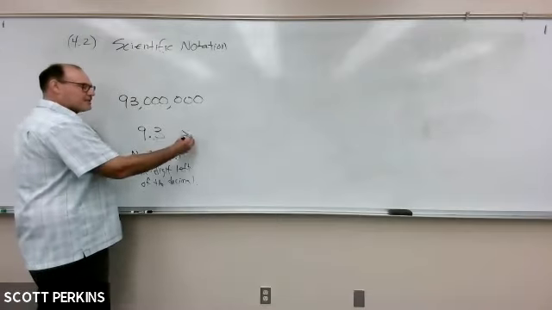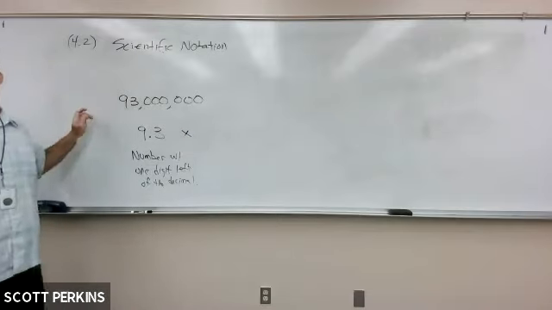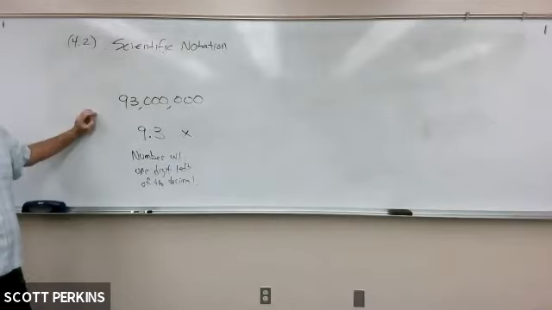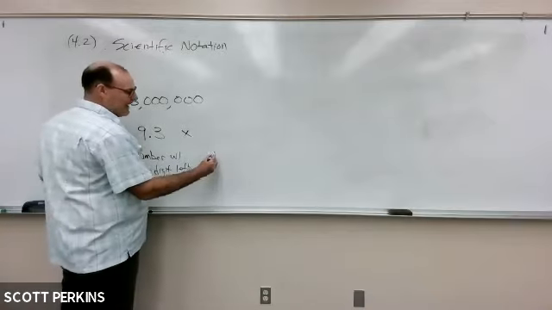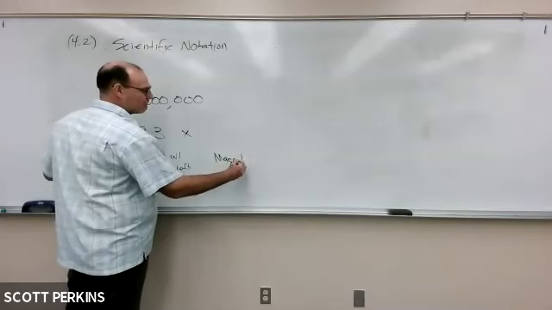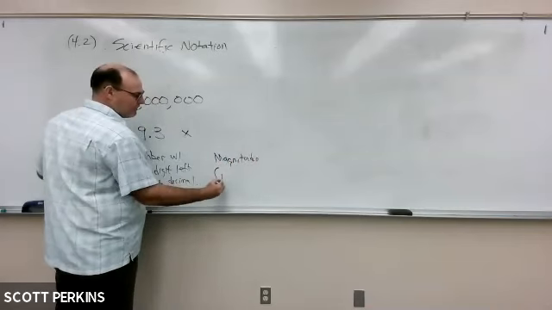Then you're going to write an X for multiplication. In scientific notation, you don't use a dot, okay? You use a little X. And then the other bit to scientific notation is you're going to have what's called the magnitude, meaning the power of 10.